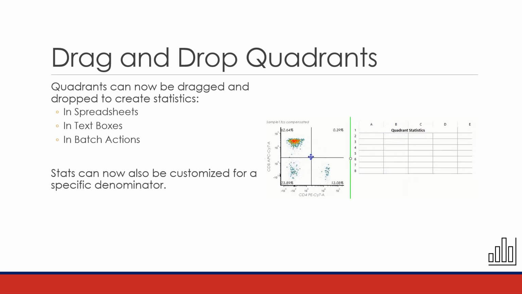I can't tell you how many times we've actually gotten comments from various customers about the ability to drag and drop quadrants. And theoretically, yeah, it makes sense. You should be able to drag and drop a quadrant. You should be able to get statistics for that quadrant. You should be able to extract any type of information if you drag and drop a quadrant into a spreadsheet, into a text box, even to add the stats from a quadrant to a batch processing action. Well, we've done that now.